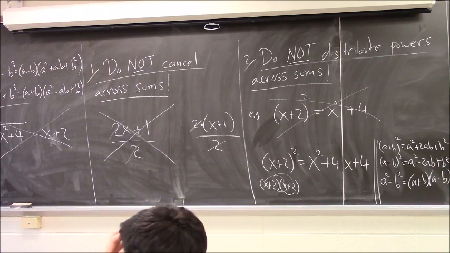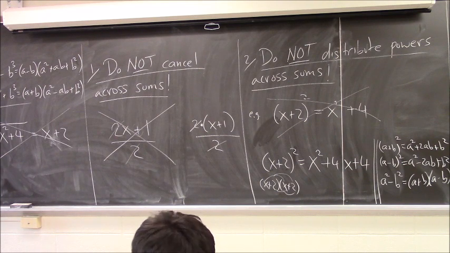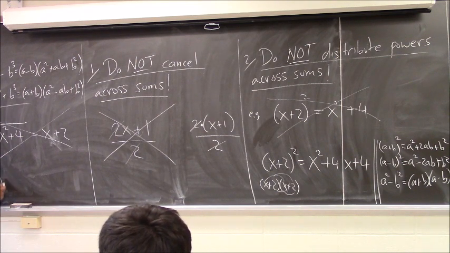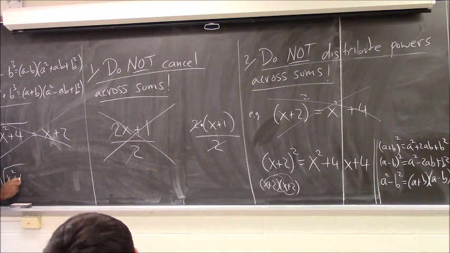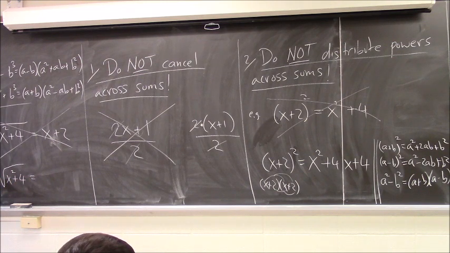Why is that illegal? Because radicals are really just powers in disguise, right? If I wanted to write the square root of x squared plus 4 using powers, how would I do that? What? I didn't hear.